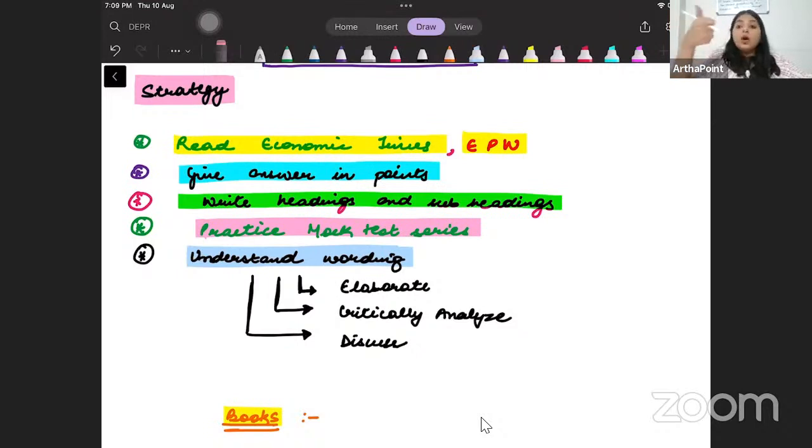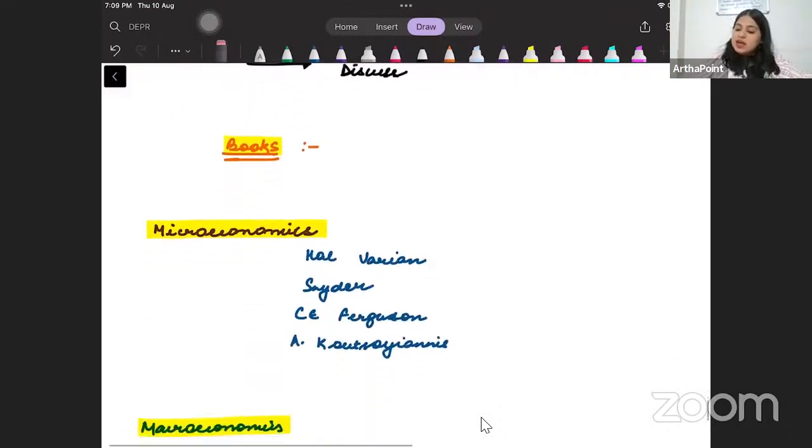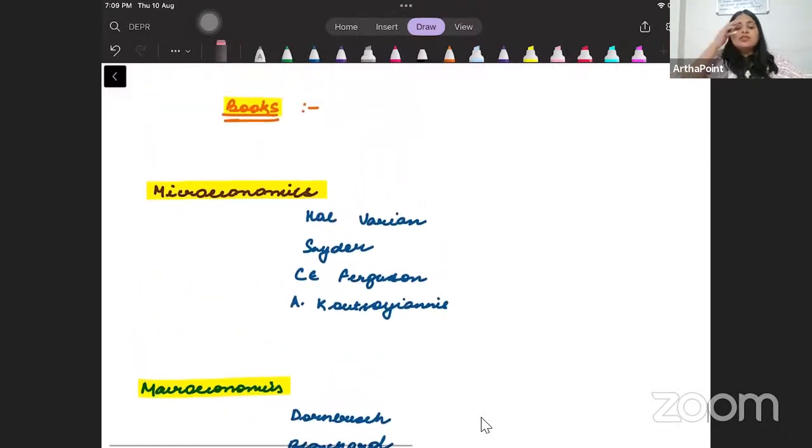And understand the wording of the question. So read the question thoroughly. Read in between the lines. Are they asking you to elaborate? Are they asking you to analyze? Are they asking you to discuss? Are they asking you to compare? You should be reading the wording properly and accordingly giving the answer. Is that clear? Okay.